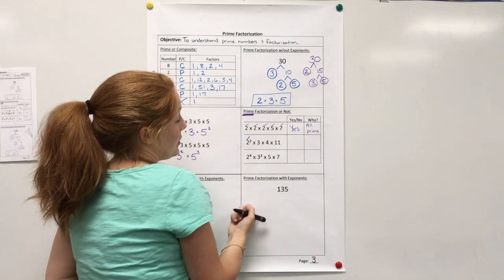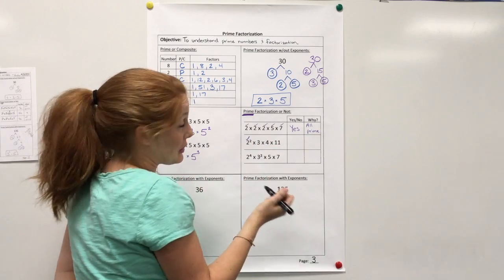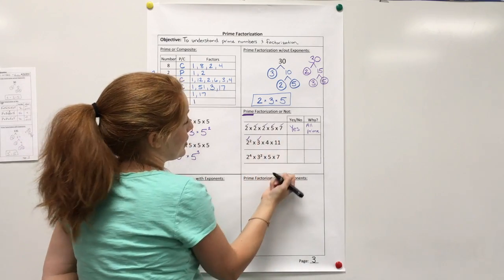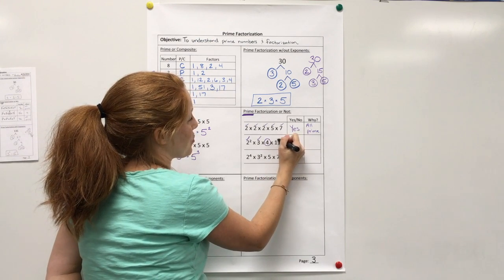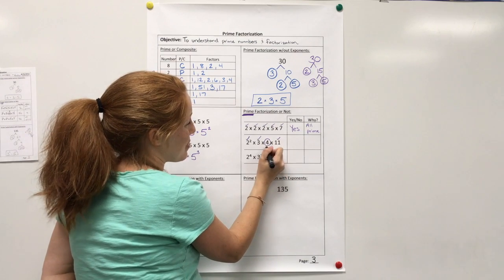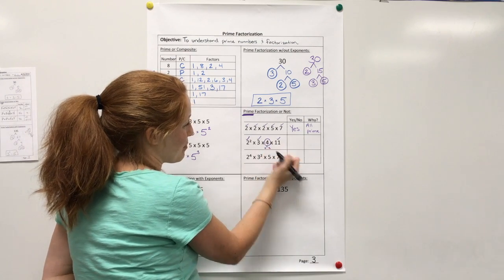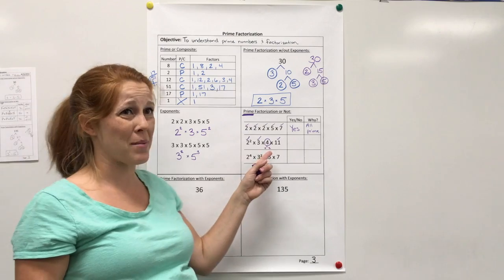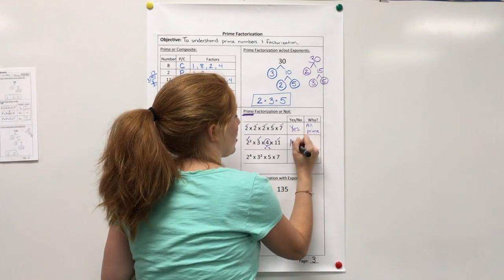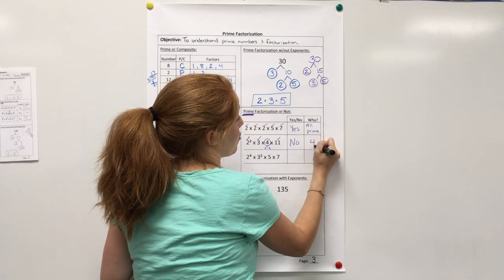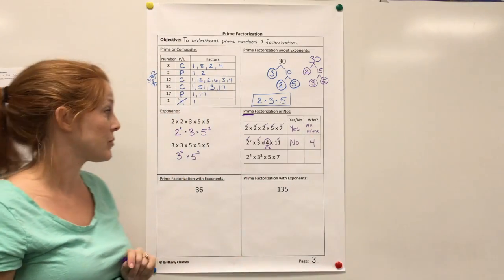I'm going to look at each base and decide if it's prime or not. Well, 2 is prime, so is the exponent technically. 3 is prime, 4 is not prime, 11 is prime. Well, since I have this number, I know I could break that down into 2 times 2. So 4 is not prime. So can this be a prime factorization? No. And why? Because it has 4, which is a composite number.